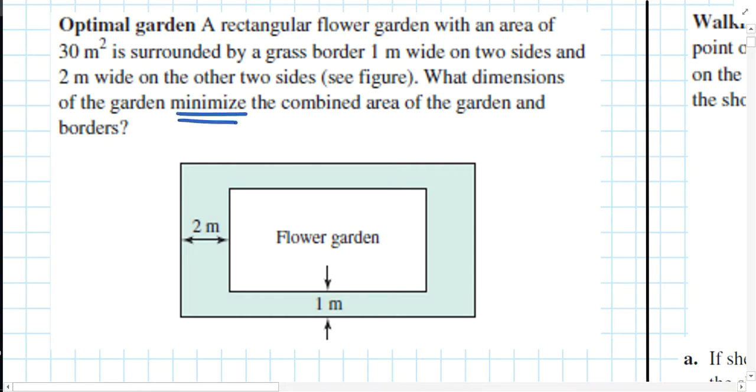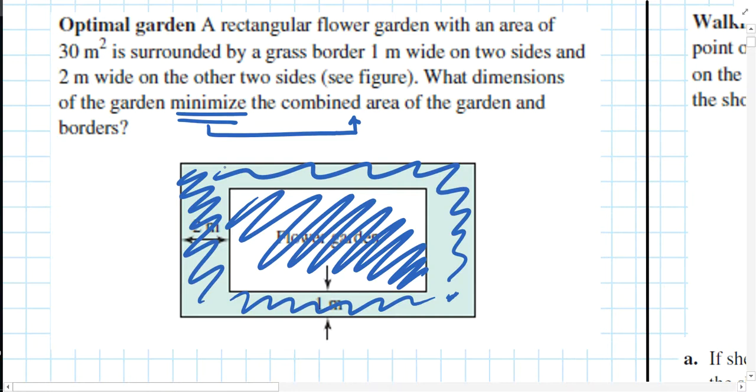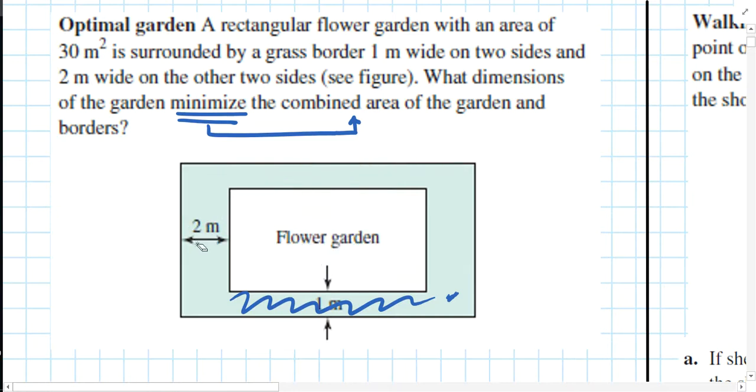Hopefully you see the word minimize and you realize that that should lead us to our objective function. The objective function would be the combined area of the garden and its borders. Certainly we could try to find the area of the garden. Well, we know that that's 30. But then we could also find a formula for this unusually shaped area surrounding it and add 30 to that. That would be our combined area.